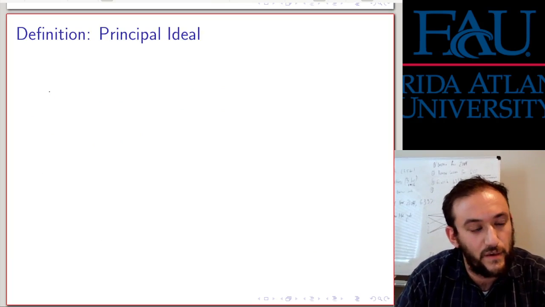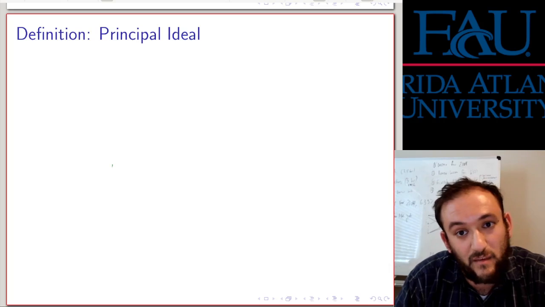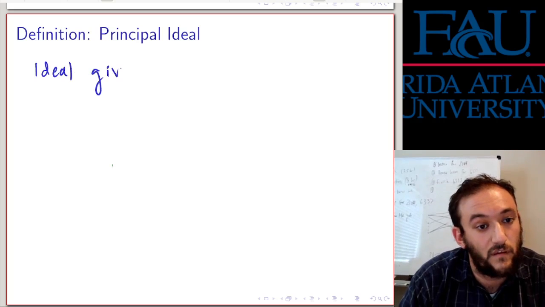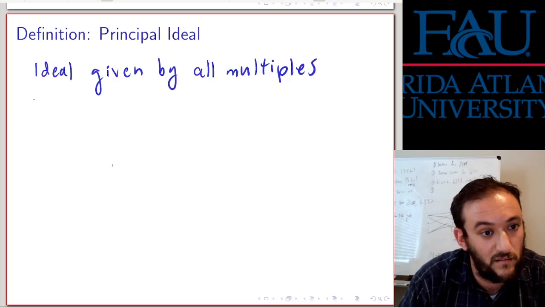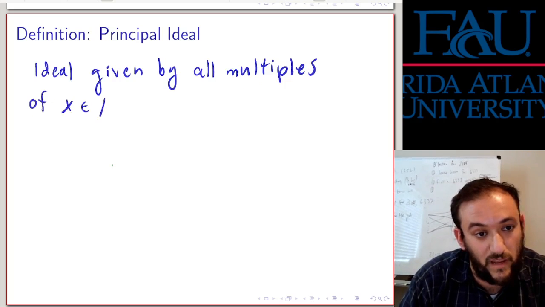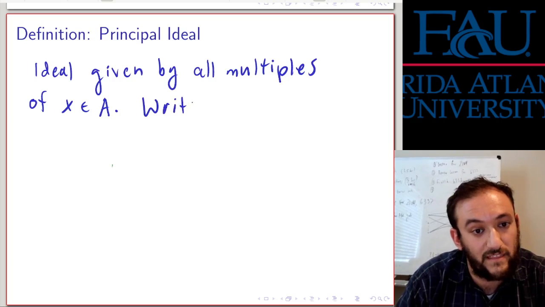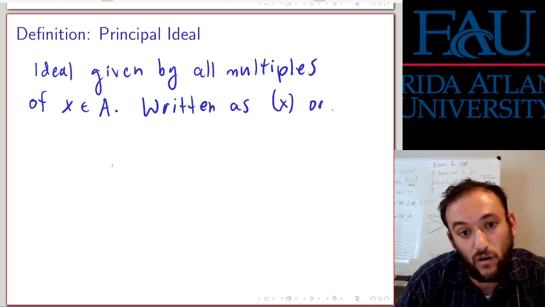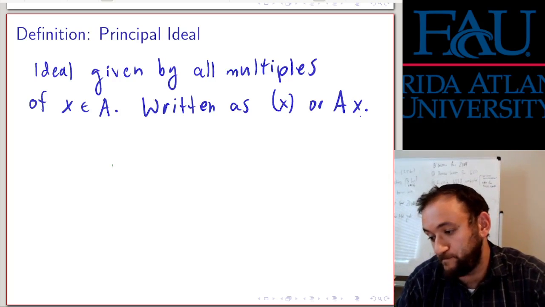Okay, so we know what ideals are. A principal ideal is an ideal which you can describe as all multiples of some element x in your ring. Sometimes you'll write this as (x) or Ax, indicating that you're multiplying all elements of A by x.